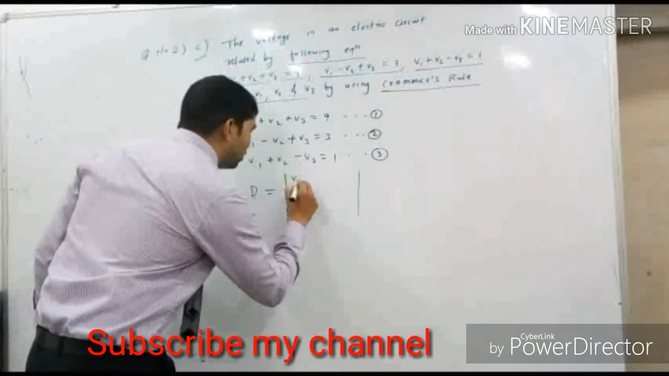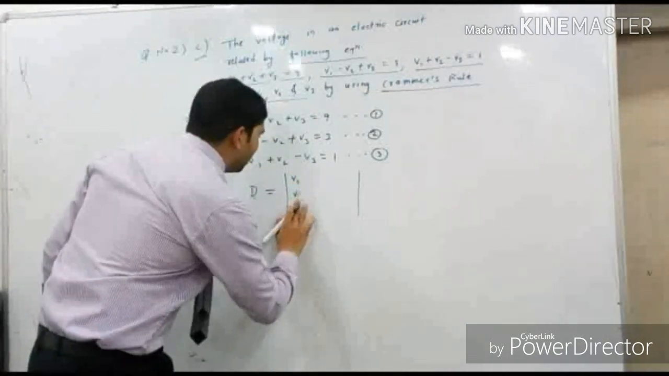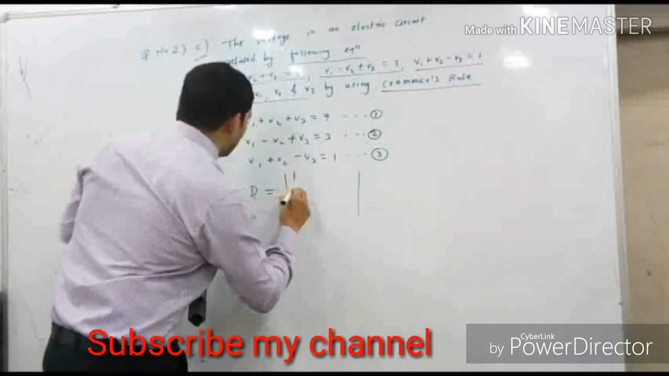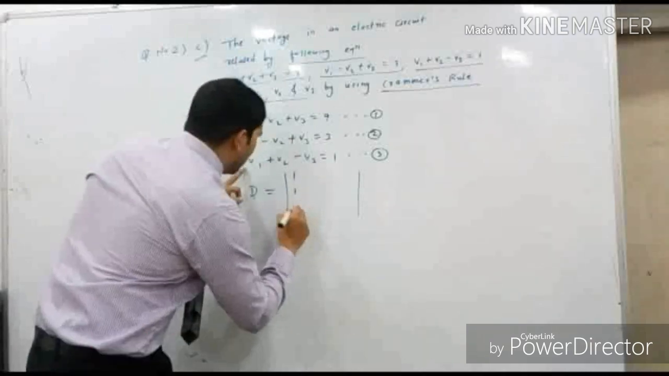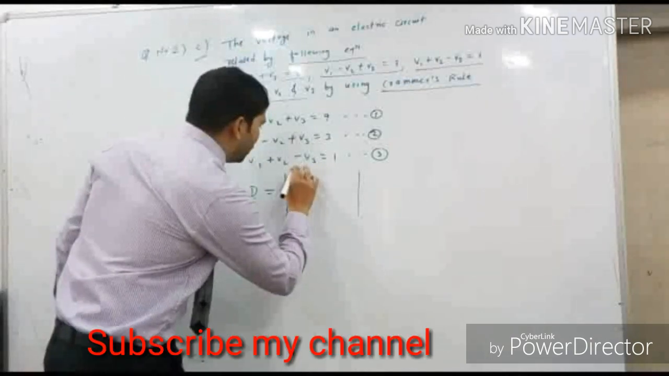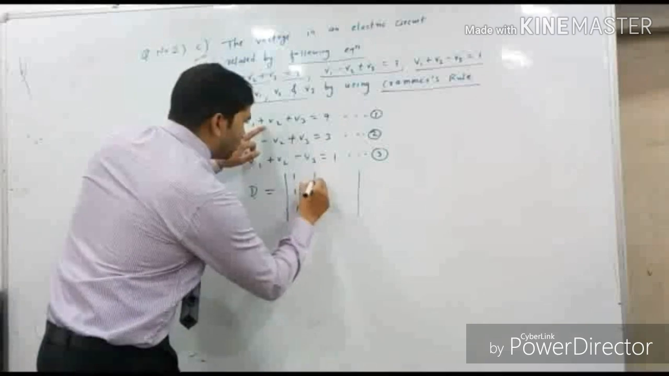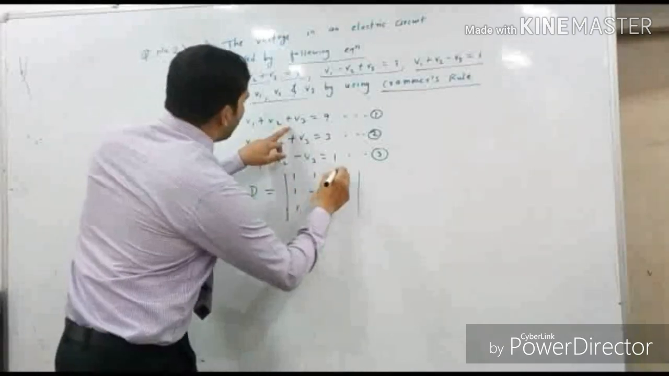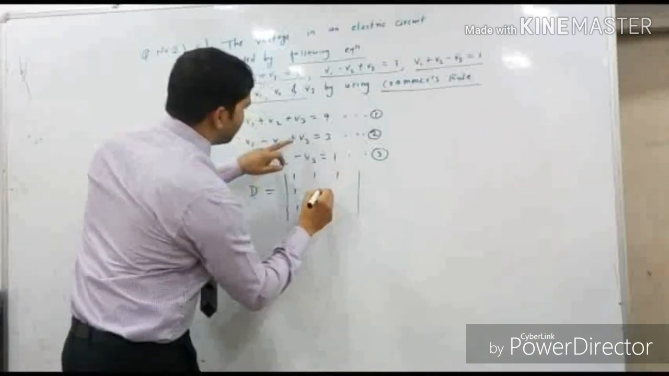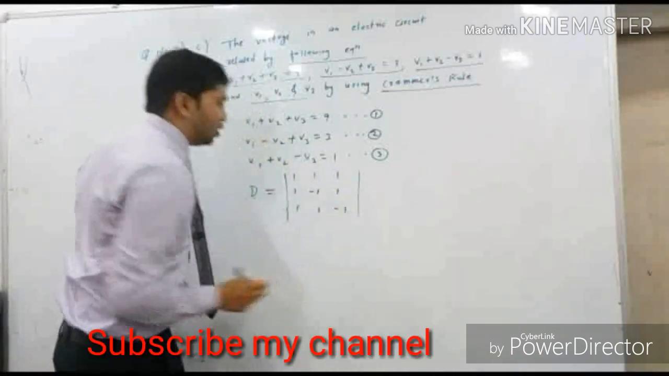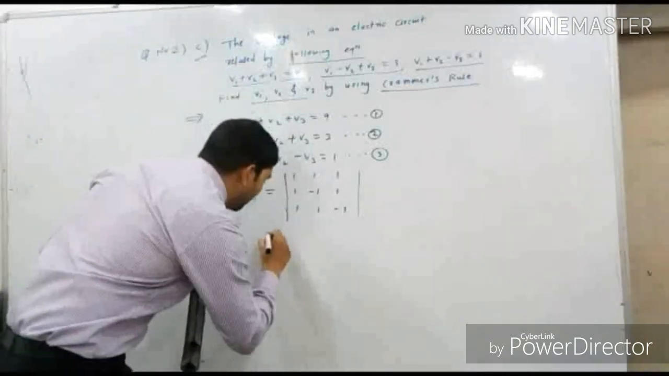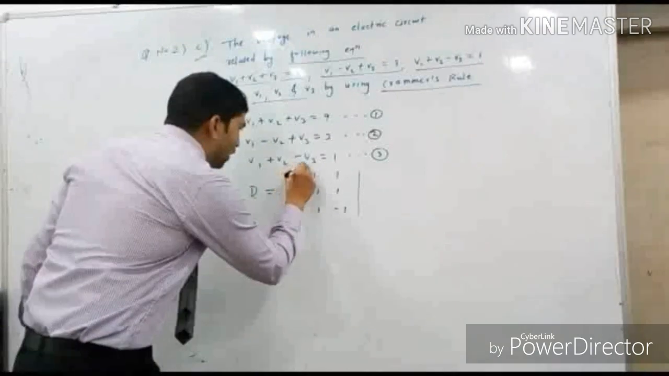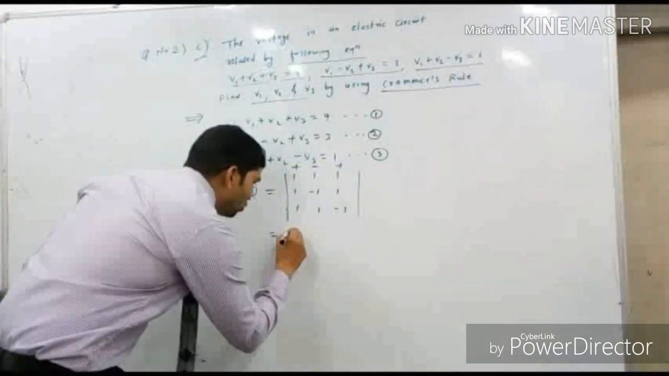To find D we have to take a 3 by 3 determinant. So first one is V1, V2, V3. The coefficient of V1 is 1, then here also 1, here also 1. Then the coefficient of V2 is plus 1, see here, then minus 1 and here 1. Then V3's coefficient is 1, see here 1 and here minus 1. By solving this 3 by 3 determinant we can find D. So take plus minus plus.